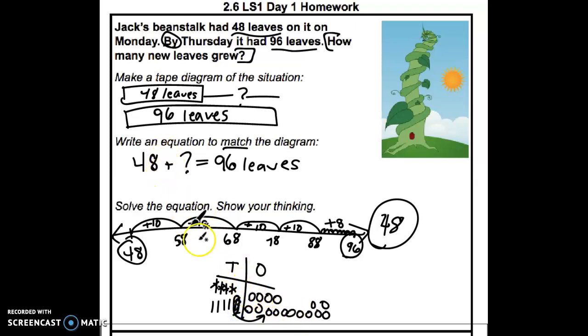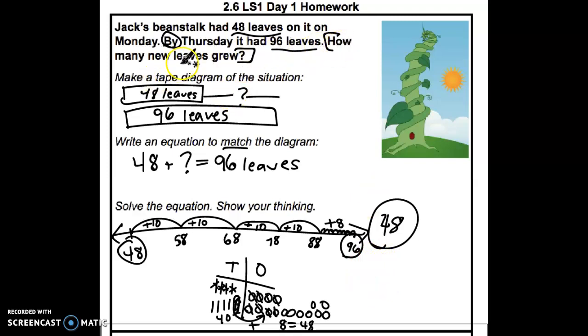So now can we take away 8 ones? Yes. 1, 2, 3, 4, 5, 6, 7, 8. So on this side we have 40. Here we have 1, 2, 3, 4, 5, 6, 7, 8. So since we got the same answer, that means that we've checked our work. And we are correct. So let's answer the question.